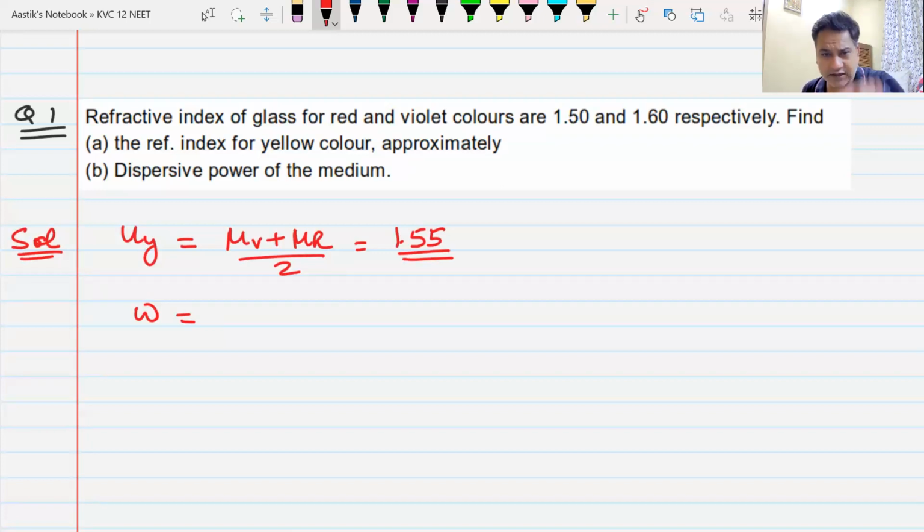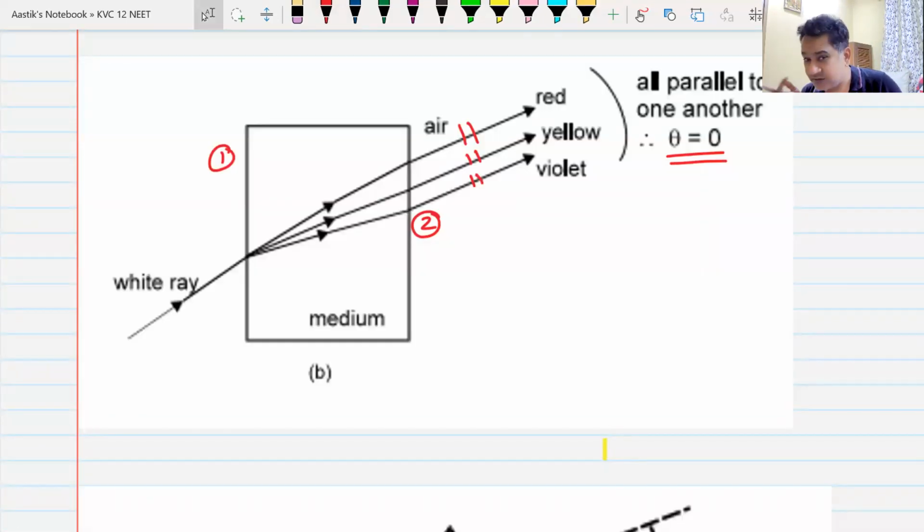What is the dispersive power of a glass slab? Since you just said that dispersive power is zero, what is the dispersive power of a glass slab? Mu v minus mu r by mu v plus mu r by 2. This is a glass slab. What is the dispersive power of the gentleman? This is a question that might just come in your NEET. First, tell me this answer, then we'll go to that question. What is the dispersive power for this gentleman?